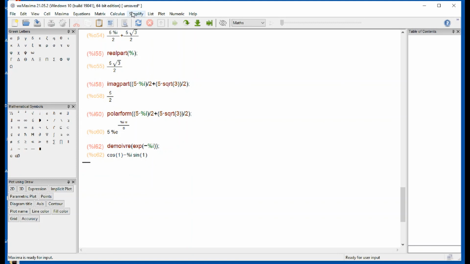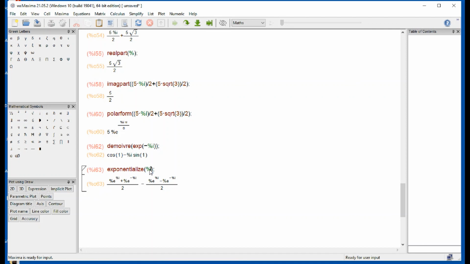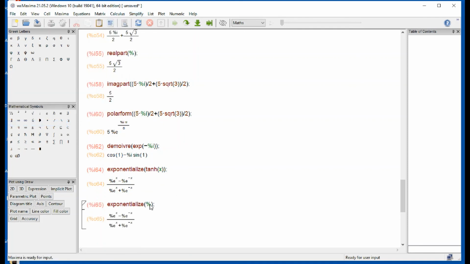And then we have Simplify, Complex Simplification, exponentialize. Exponentialize means if you have, for example, the hyperbolic tangent of x, it can be written in terms of exponentials. And then another one that you can try here is, say, the tangent of x. It has a somewhat similar expression, but this one involves imaginary exponents that this one doesn't.